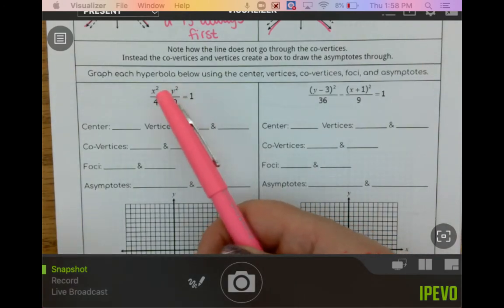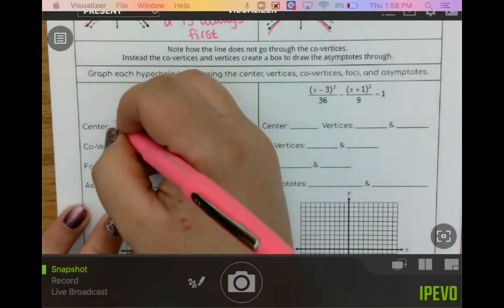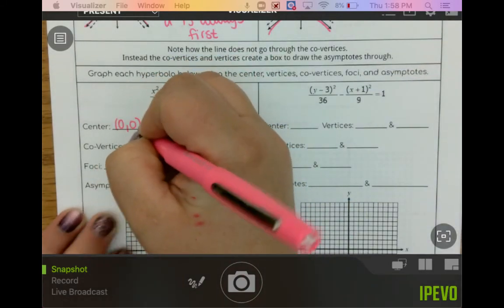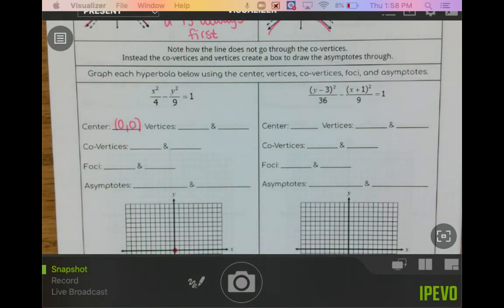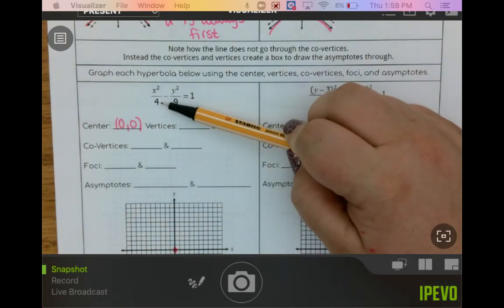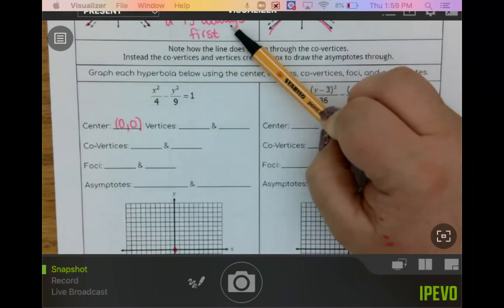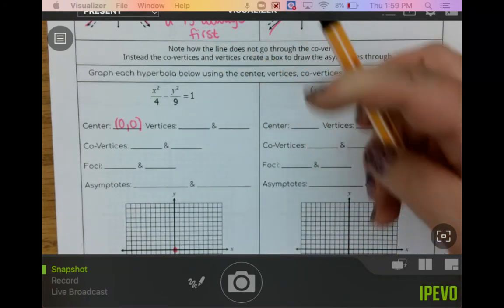There's no numbers up here with x and y, so you have a center at 0, 0. We're going to go ahead and put that point right there in the middle at 0, 0. Then you have a 4 as the first denominator underneath x. That is going to be the vertices, because a is always first. It's actually a little bit simpler to work with that way.